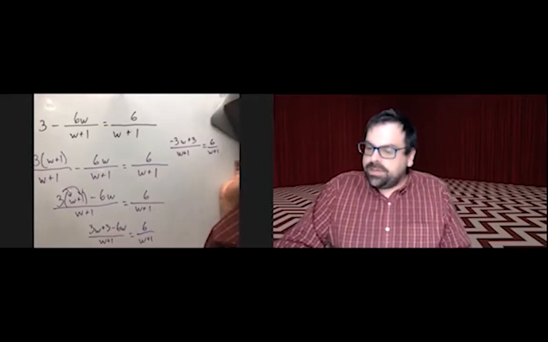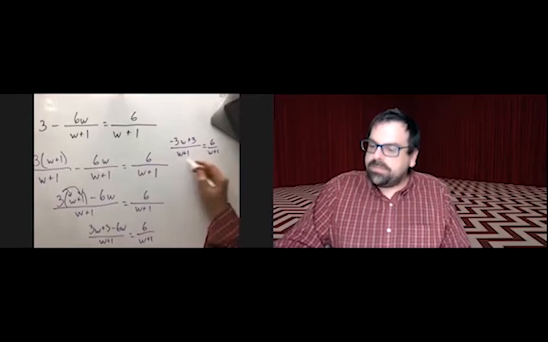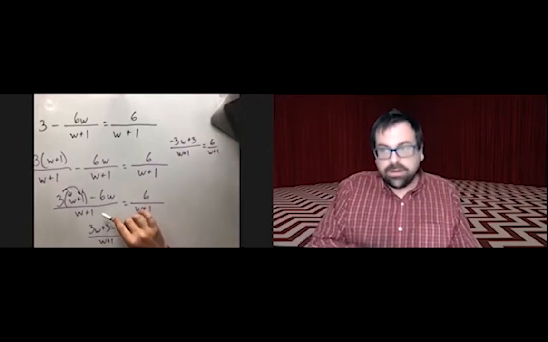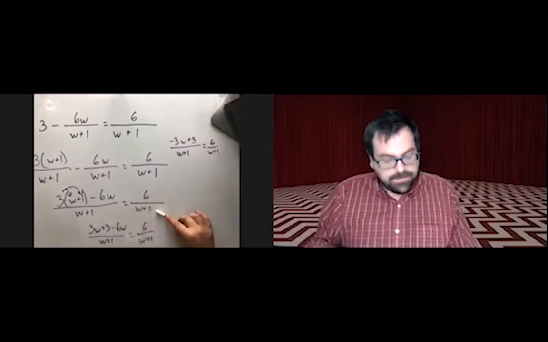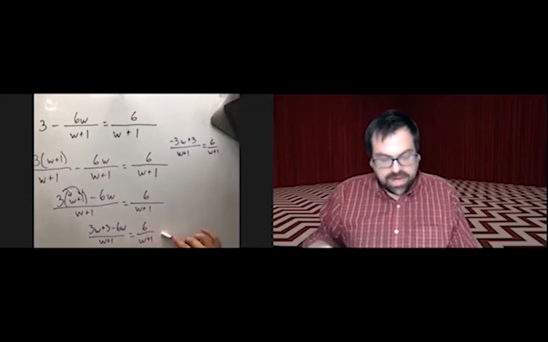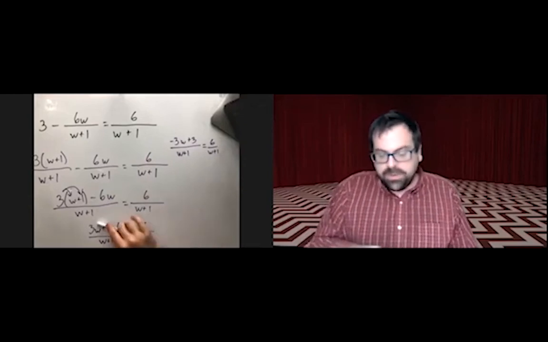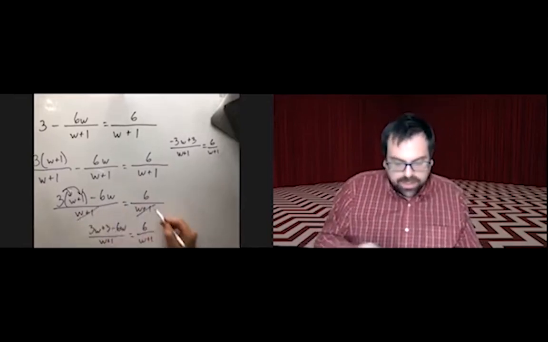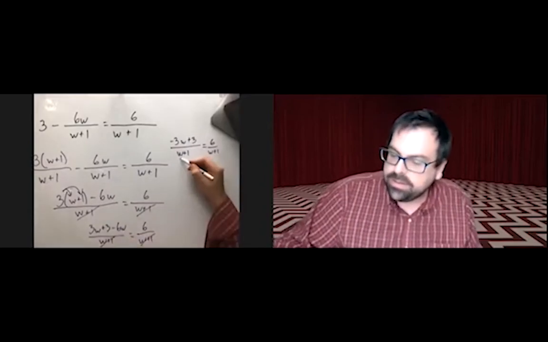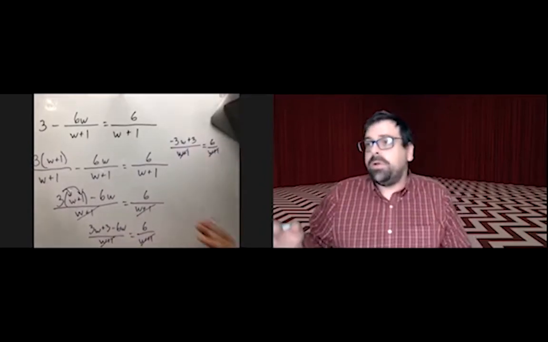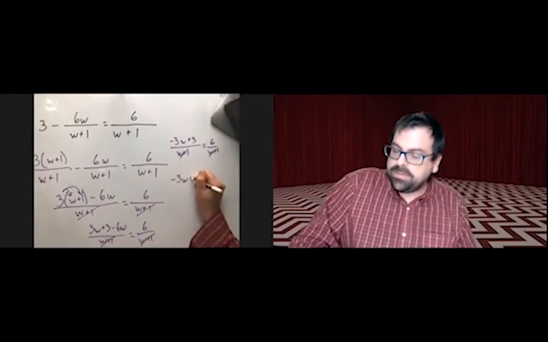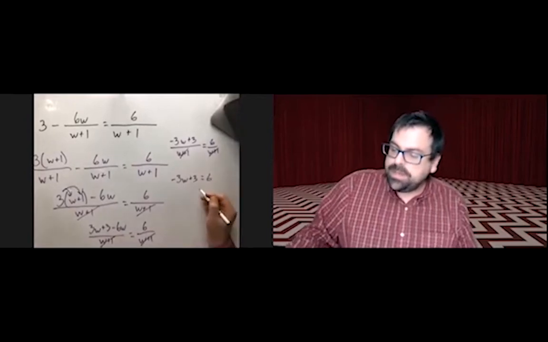So from here, notice that the bottoms of the fractions are the same. They have been since right here. Fraction equals fraction. But if the bottoms are both the same, that means the tops have to both be the same. Ever since the point where we had the same exact bottom on both sides, we have not needed the denominator. Negative 3w plus 3 equals 6.